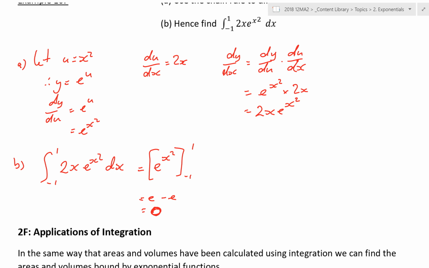There we go. Those are some applications. Oh, no, they're not applications. That's how we integrate exponential functions. Jot down some questions and ask me in class.